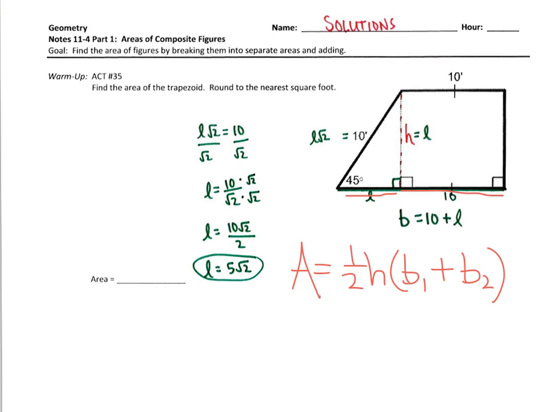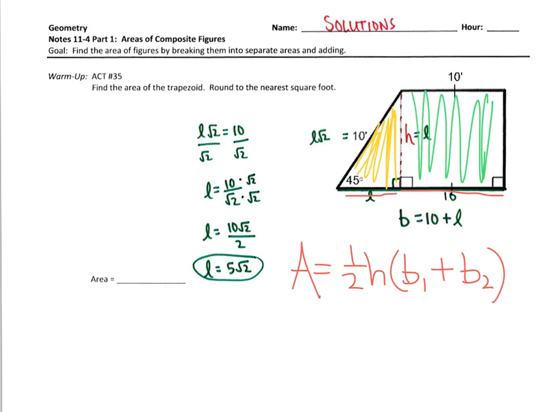For instance, you can think of this as the area of the yellow triangle plus the area of the green rectangle. But instead of summing up those two separate areas, I am just going to use the area of a trapezoid formula. Go ahead and pause this video if you have not finished this problem yet. When you are done finding the area rounded to the nearest square foot, then go ahead and unpause with your red pen, make any corrections.